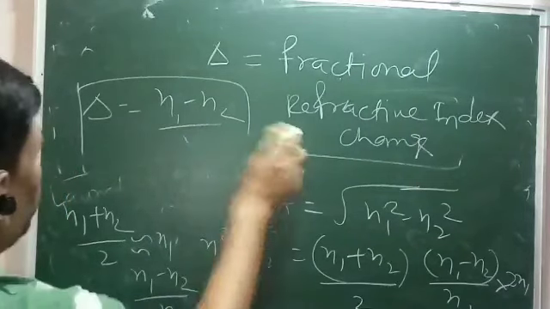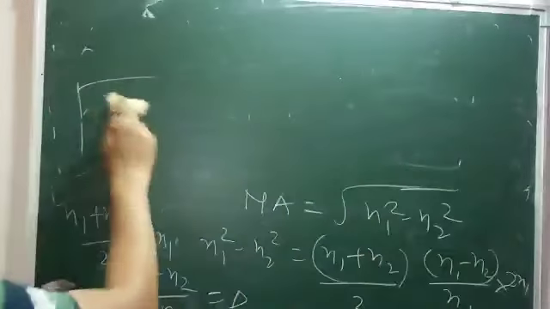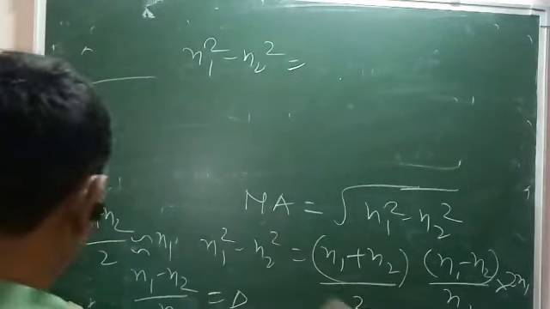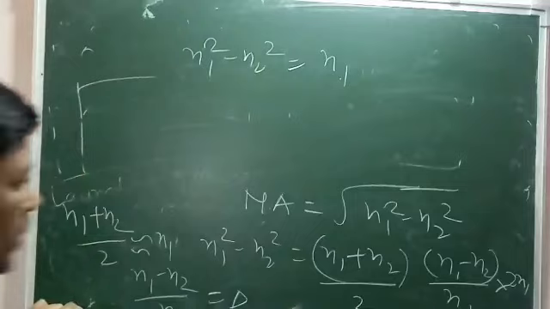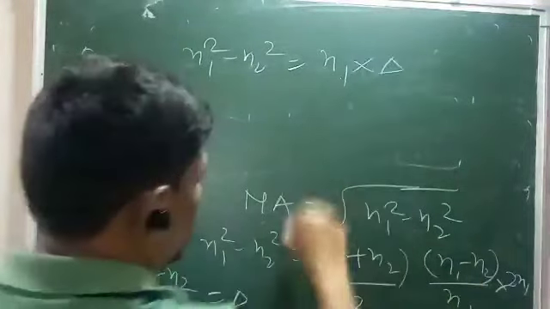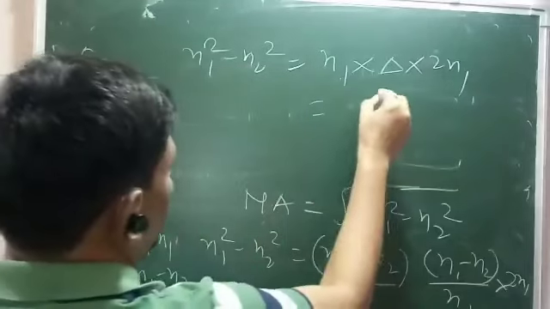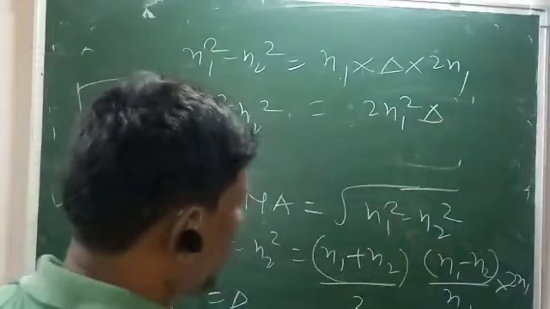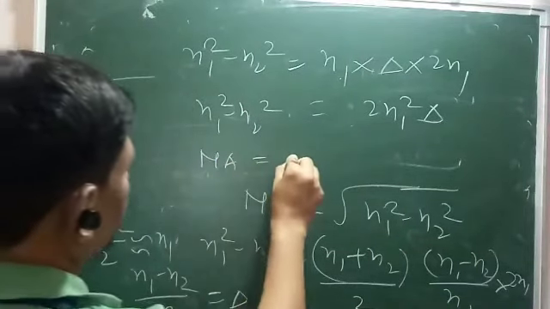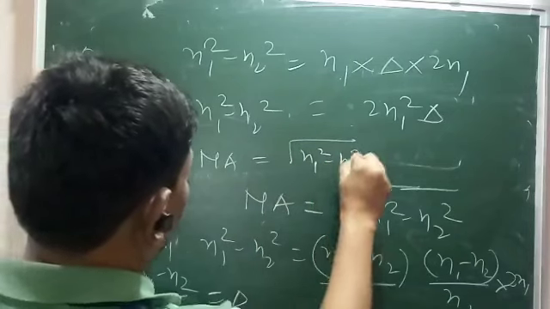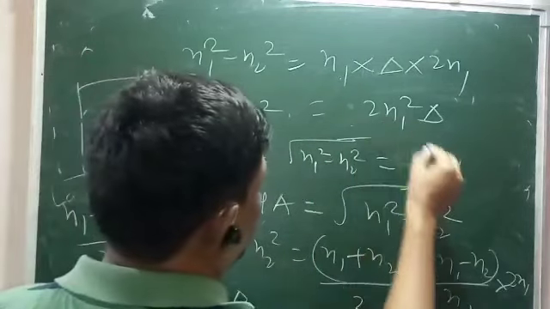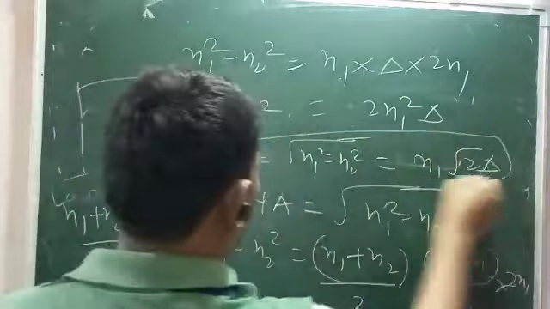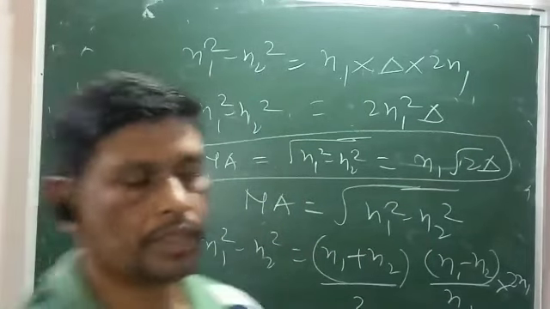So n1 square minus n2 square is equal to n1 plus n2 by 2, denoted as n1, times n1 minus n2, denoted as del into 2n1. So n1 square minus n2 square is equal to 2 n1 square del. So numerical aperture is equal to root over n1 square minus n2 square, which is equal to n1 root over 2 del. So this is another way of writing the numerical aperture of the fiber.